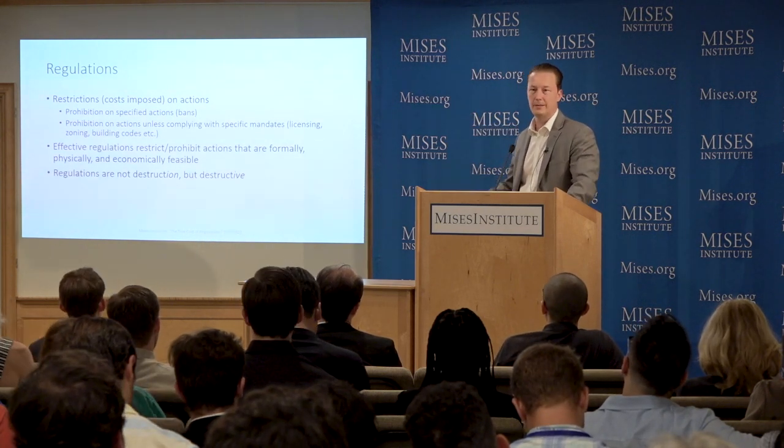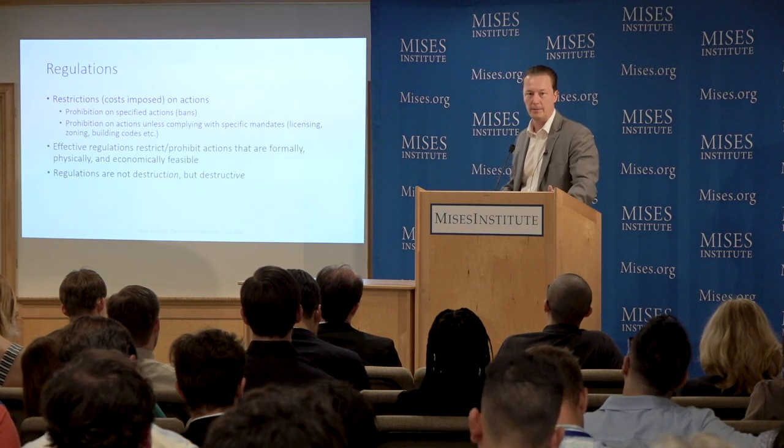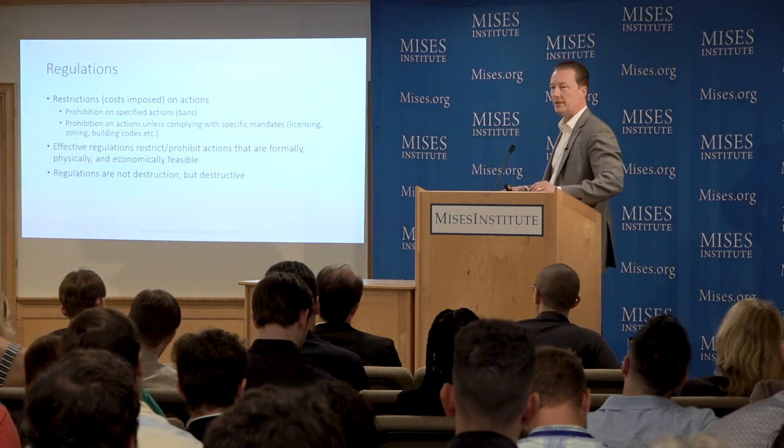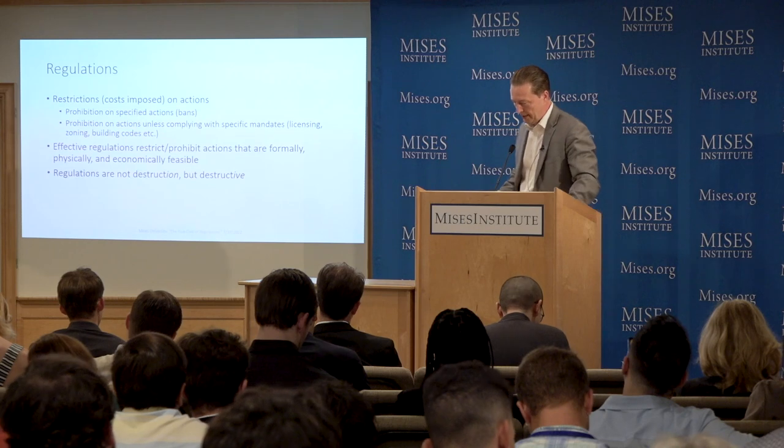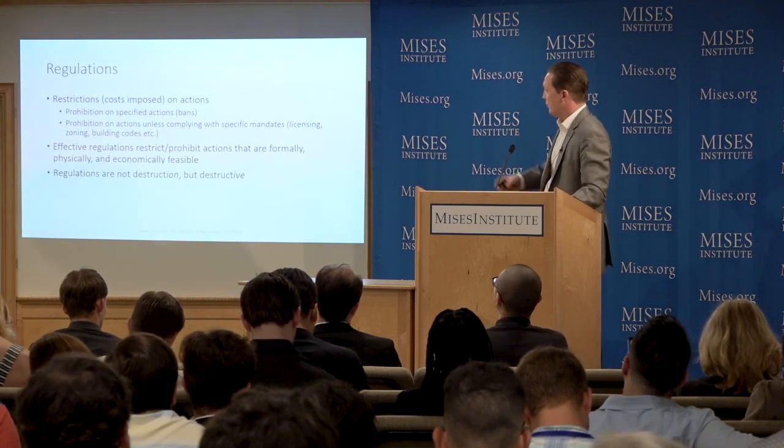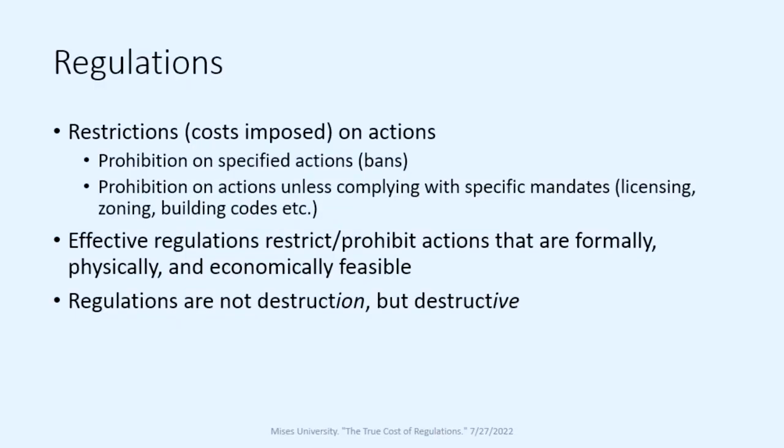Well, okay, you wouldn't be able to do that anyway, so it doesn't matter, right? For it to be effective, it has to be something that you could potentially do, right? So as I put it here, they have to prohibit actions that are physically and economically and formally feasible. That's what makes regulation effective, right? What I'll show you now is that this is not destruction, right? It doesn't destroy anything, which is why a lot of politicians prefer regulations, but it's destructive in a sense.